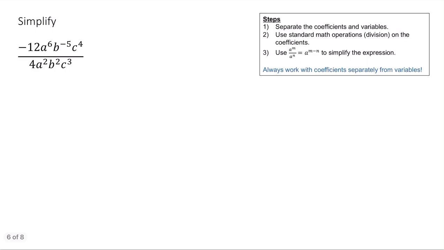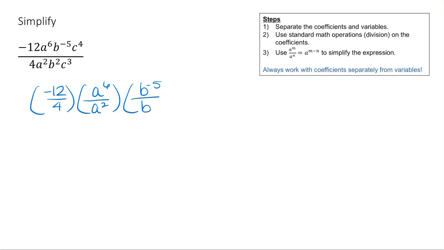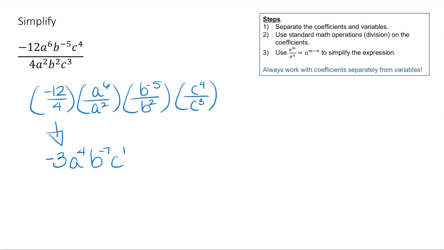So now let's try simplifying this quotient. Once again, I'm going to separate out the coefficients, and then I'm going to combine the terms that have the same base. So I have a to the 6th over a squared, b to the negative 5 over b squared, and then I have c to the 4th over c cubed. Negative 12 divided by 4 is just regular division, so I have negative 3. A to the 6th over a squared, I need to subtract my exponents, so I have a to the 4th. Then I have b to the negative 5 minus 2, which is negative 7. C to the 4 minus 3, which is c to the 1.